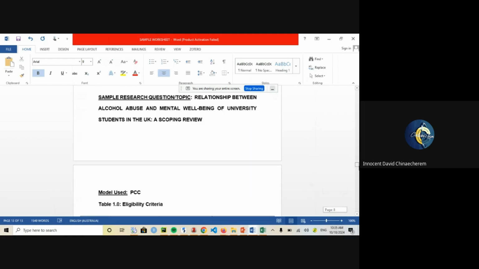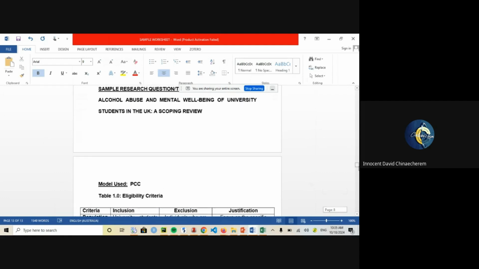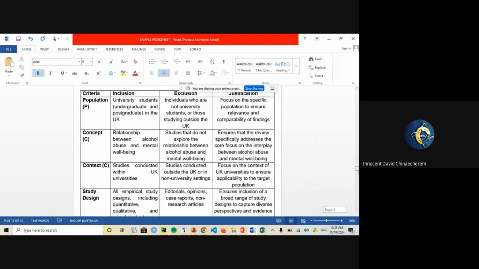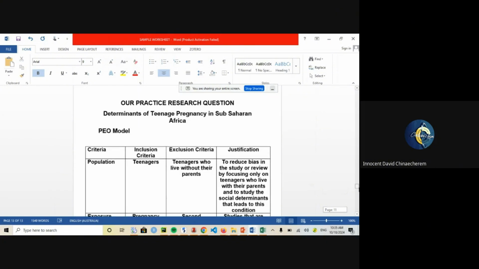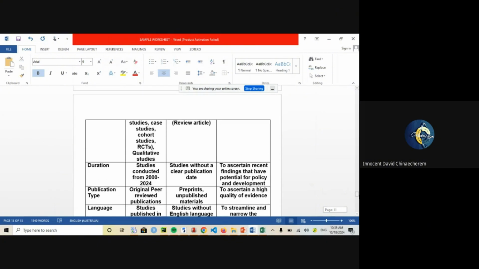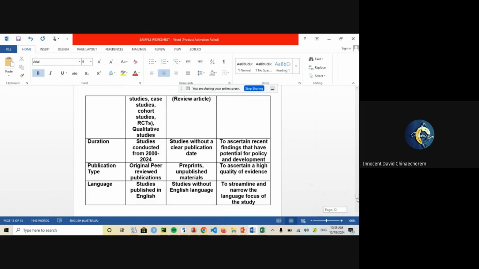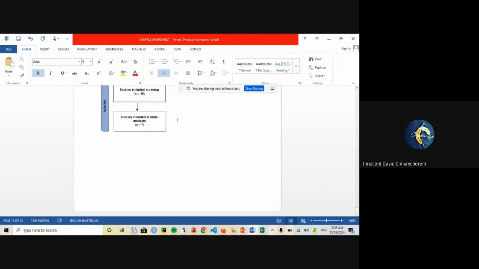We didn't stop there. We also looked at alcohol abuse and mental well-being of university students in the UK. We looked at the relationship, and being a scoping review, we had a look at what the inclusion and exclusion criteria, which is the eligibility criteria, could be. As well as our practice question there, where we had a very detailed comparison of this and what our justification could also be, particularly if you're looking at this for your PhD dissertation.